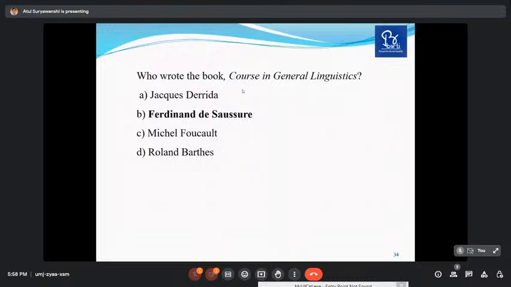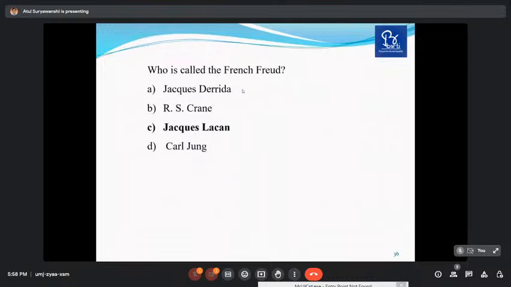The next question in the series: who is called the French Freud? Is it Jacques Lacan, Carl Jung, or Jacques Derrida? The answer is Jacques Lacan. Jacques Lacan describes the mirror stage in his theory, and he has explained the theory of Sigmund Freud in detail. Lacan is a post-Freudian psychoanalyst from France, and so is widely known as the French Freud.